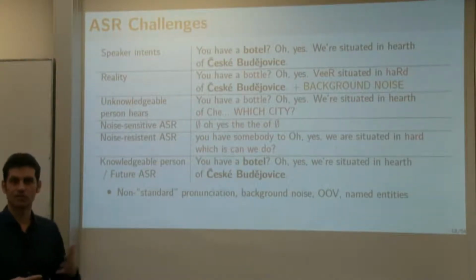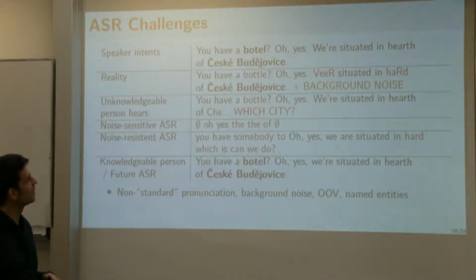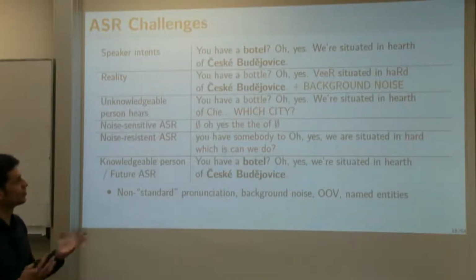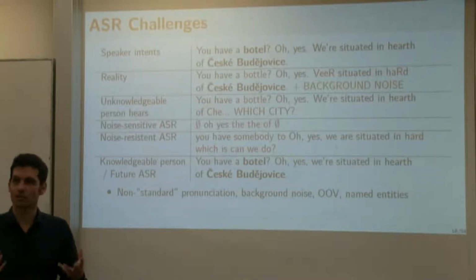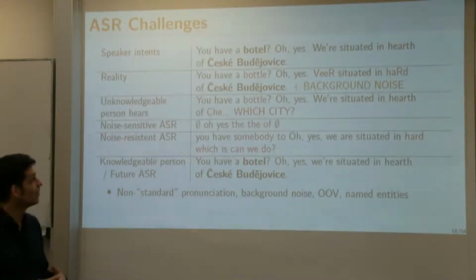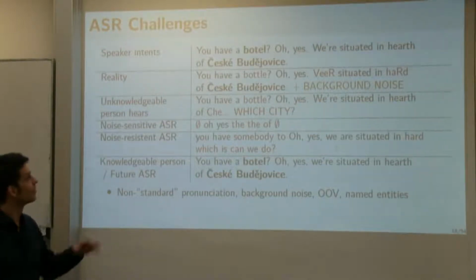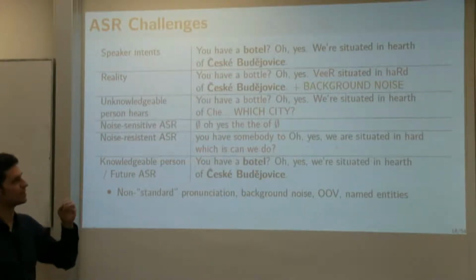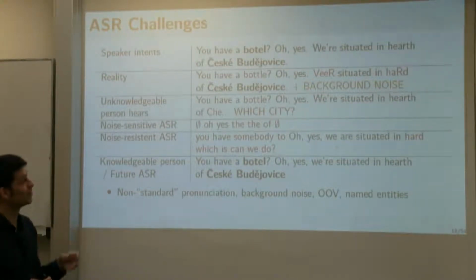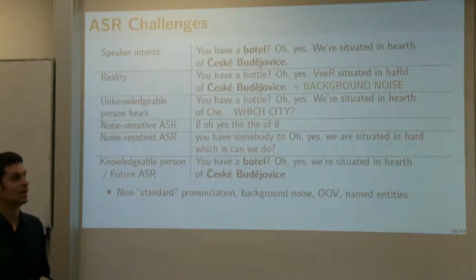So let's imagine that one of the students was trying to say, "You have a bottle? Oh yes, we're situated in the heart of České Budějovice." So this is what he wanted to say. And unfortunately, his pronunciation, because he was not a native English speaker, was wrong in the word bottle and also in the word hearth. So he would say, "You have a bottle? Oh yes, we are situated in heart instead of hearth of České Budějovice." And there was additional background noise. So this is what was actually uttered and what appears in the recording then.